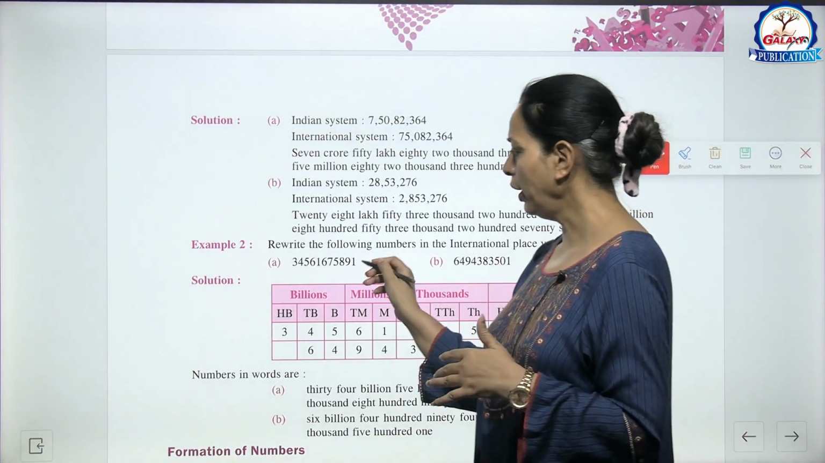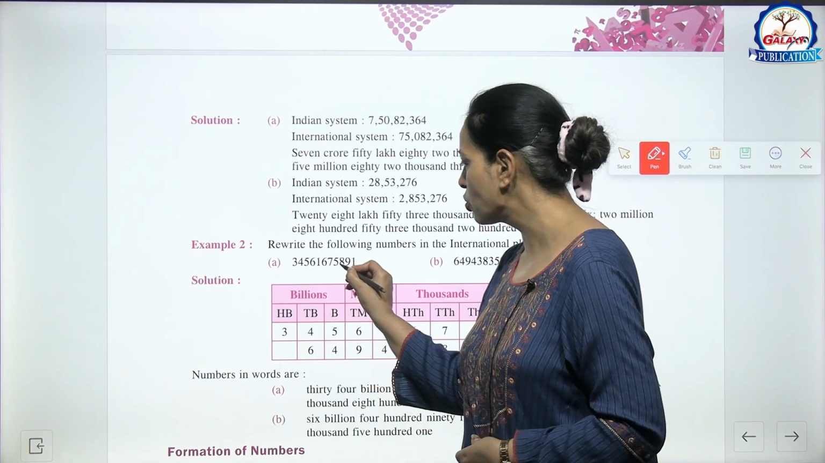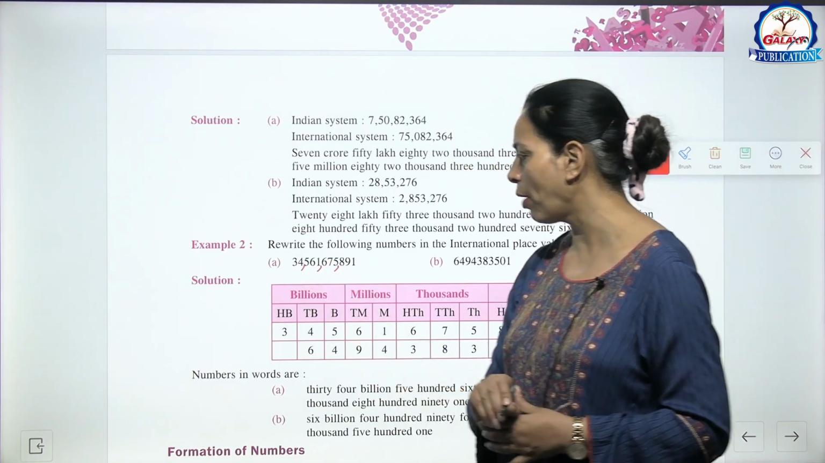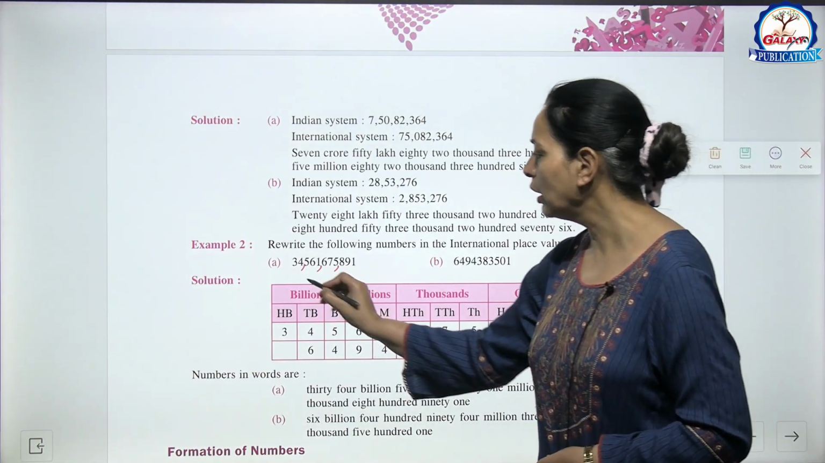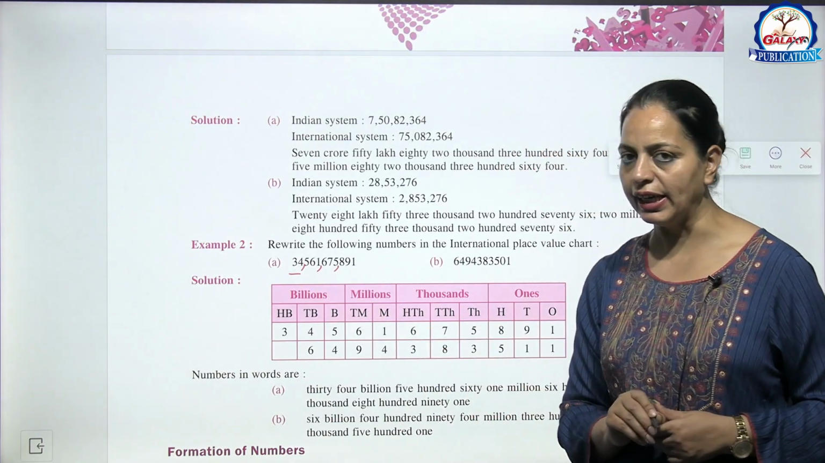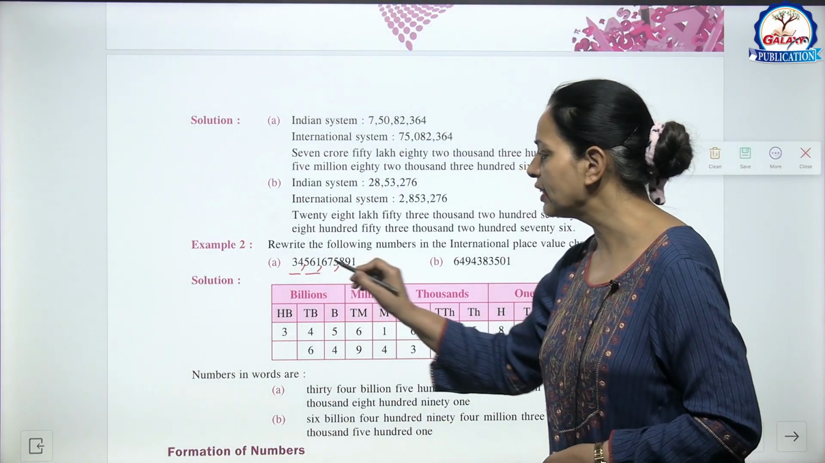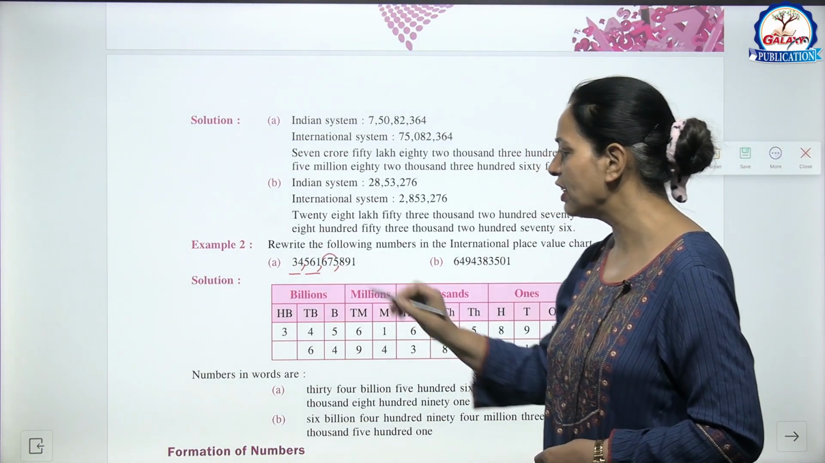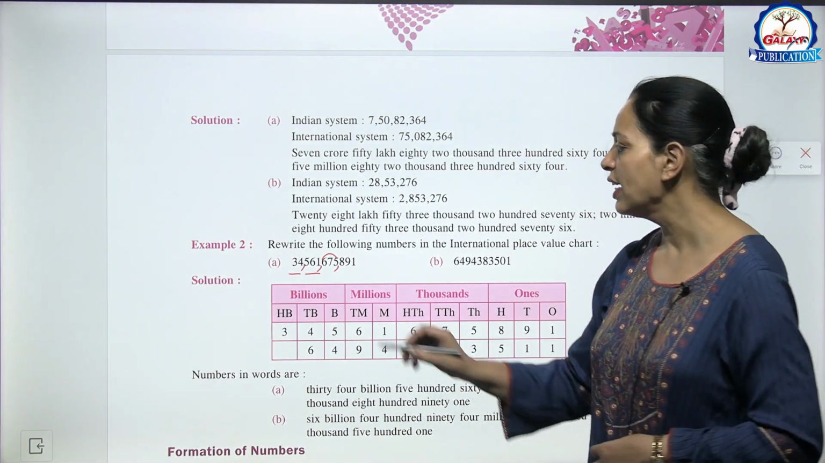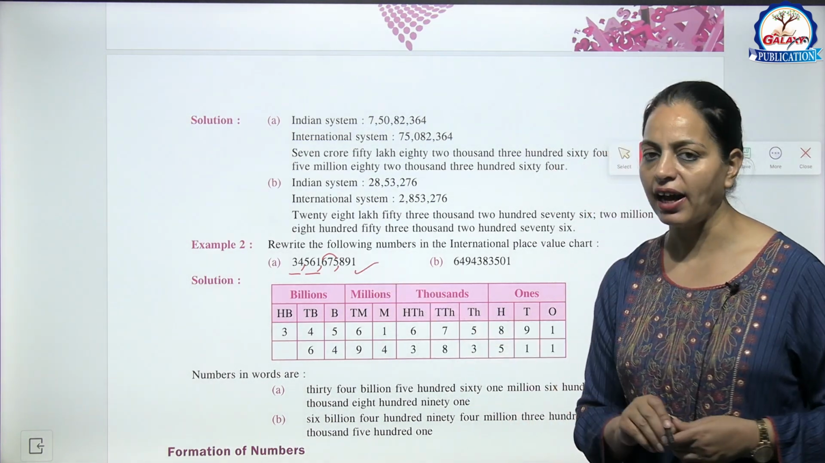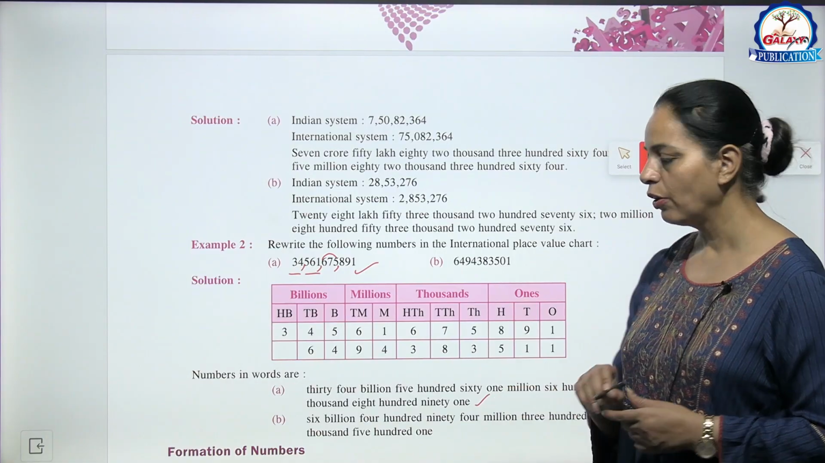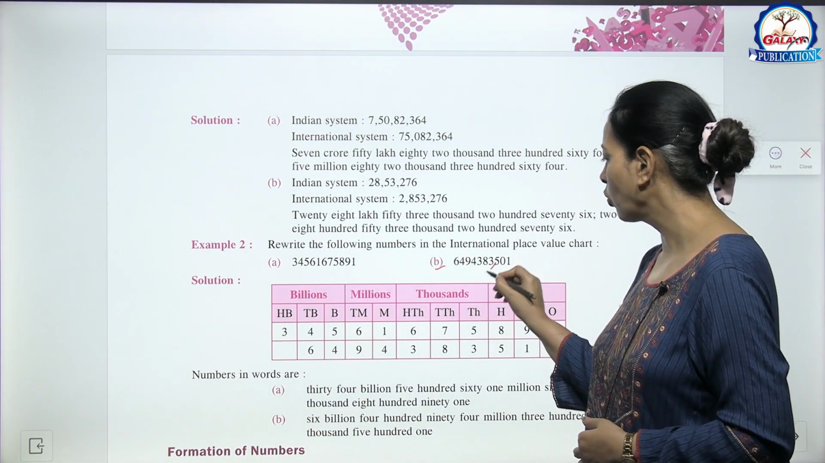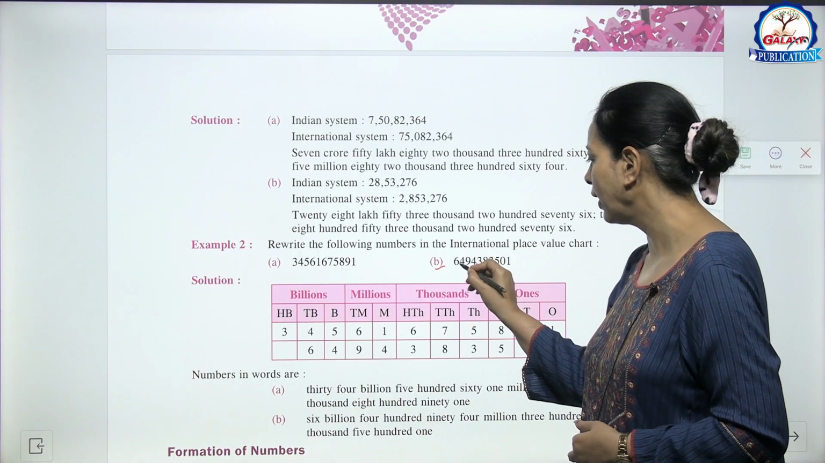So now here A part, first put the commas. So here 1 comma, then 1 comma and then 1 comma. So this becomes 34 billion, 561 million, 675,891. Now B part, so put the commas, 1 comma here, then here and here.